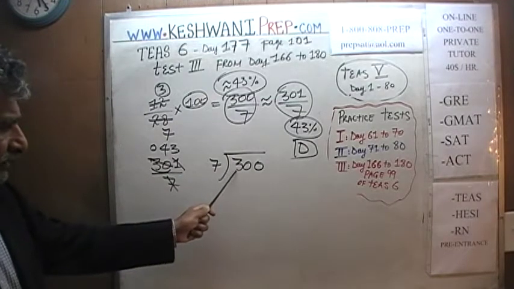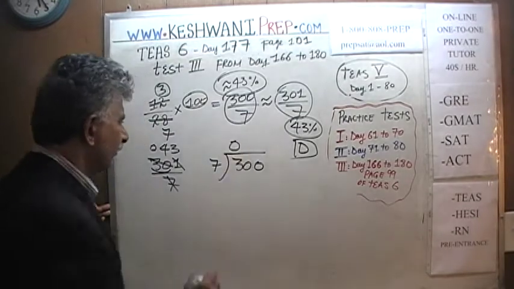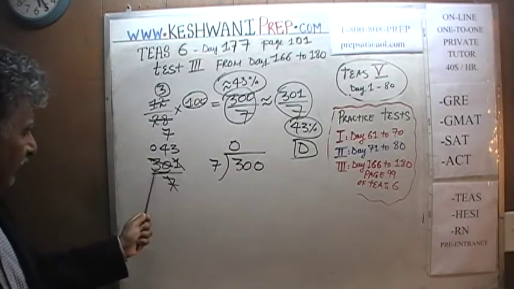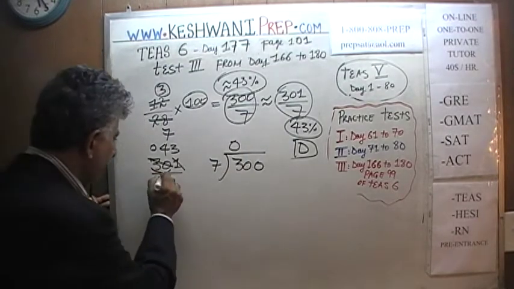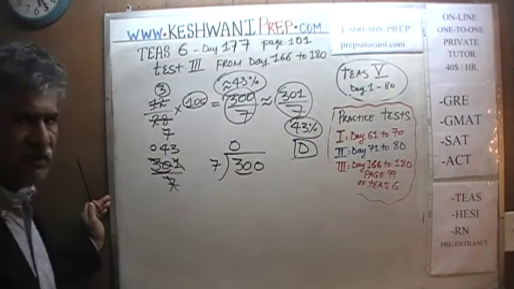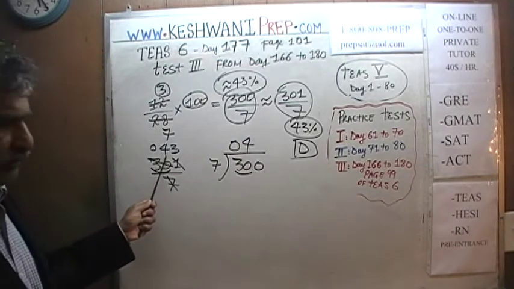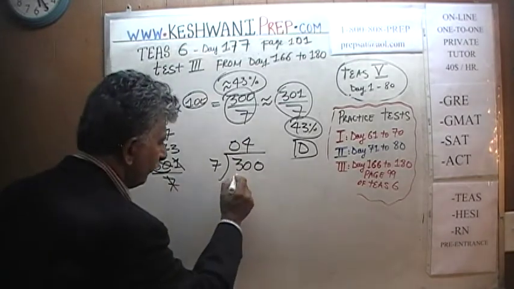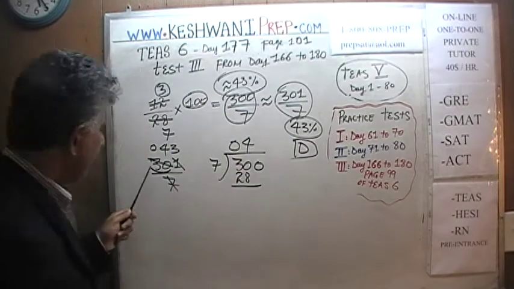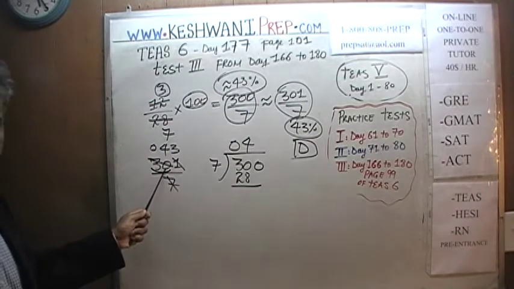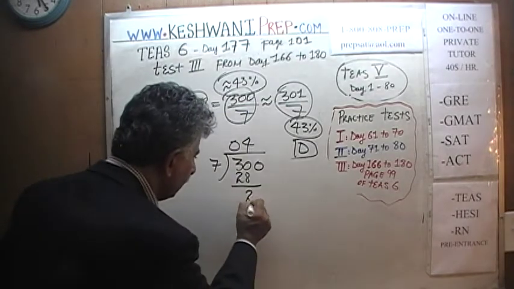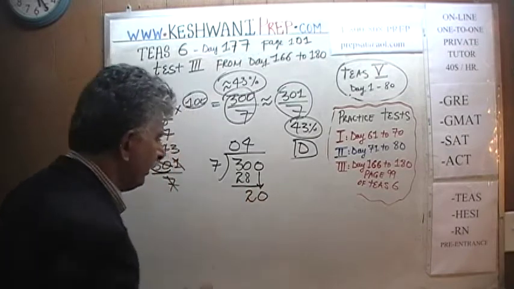How many sevens does 3 have? 3 has no sevens. What happens to that 3? That 3 goes and joins the 0 and becomes a 30. And how many 7s does 30 have? 30 has 4 7s. 4 7s are 28. After we take away 28 from 30, we have a remainder of 2. What happens to that 2? That 2 goes and joins the 0 and becomes a 20.